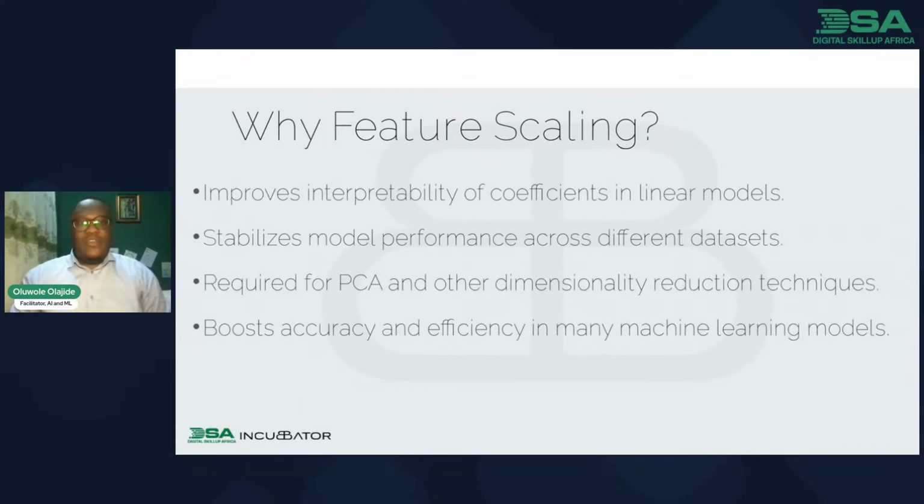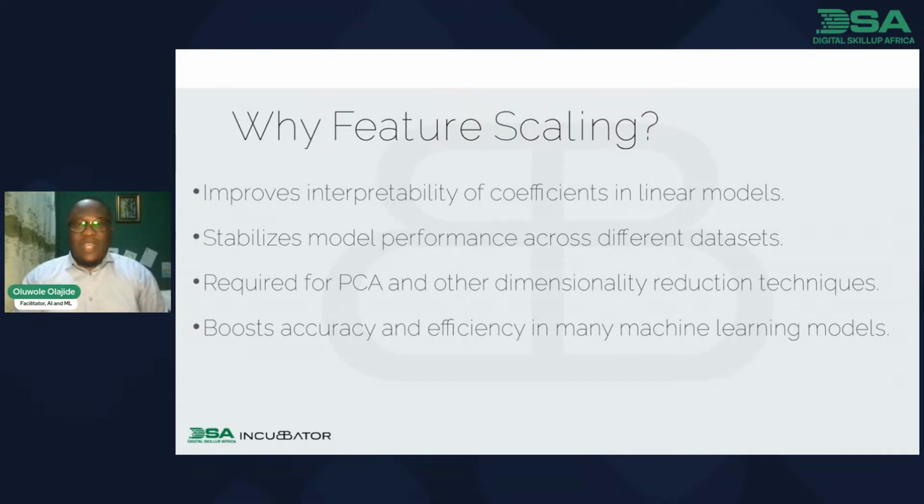All right. Then it improves the interpretability of coefficients in linear models. What does that mean? Your model is interpretable. Anybody can pick your model and understand, oh, this is what it is doing. These are the features that have affected this model to perform this way. These are features that, if you have not scaled them or brought them to the same level as the other ones, would have affected our final performance.